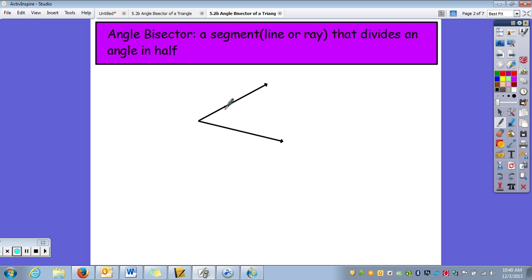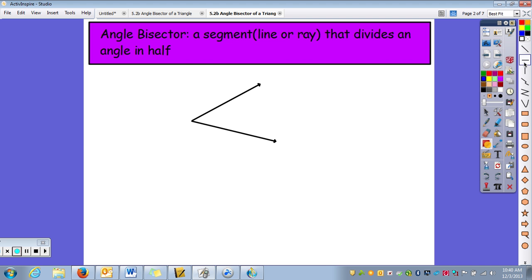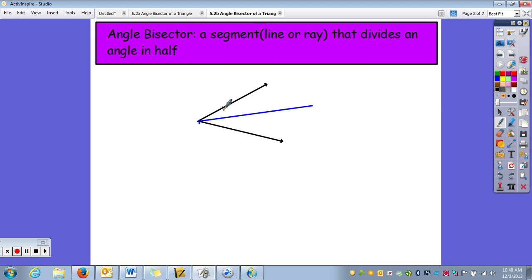So what is an angle bisector? An angle bisector is a segment, line, or ray that divides the angle in half. So it goes through the middle of here, so I can draw one of the diagonals. So right there is a segment, angle bisector. So since it's bisecting, it means this is congruent to that. Bisect means half, cutting something in half. And we're going to learn about different types of bisectors.